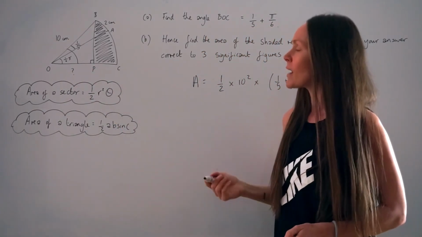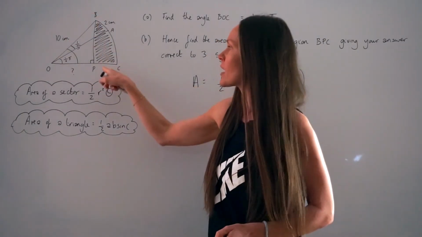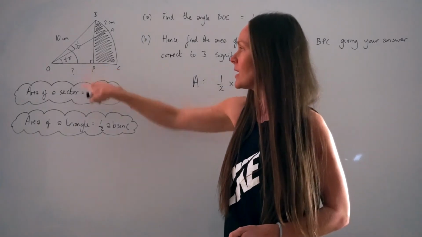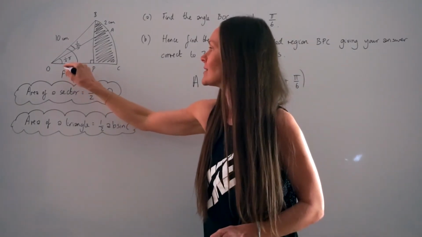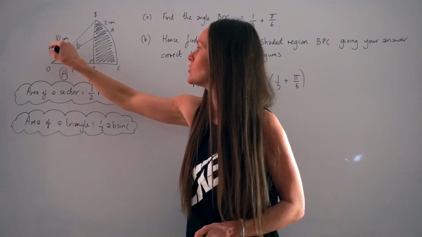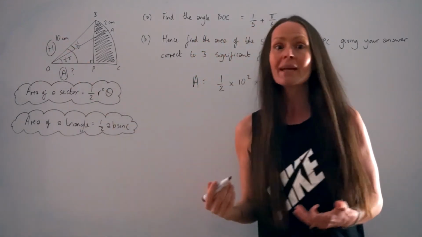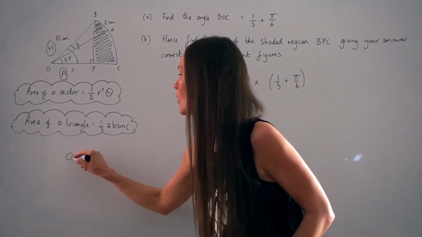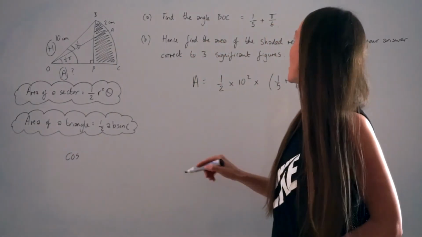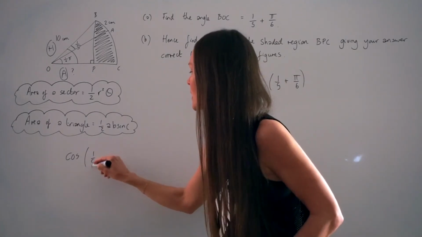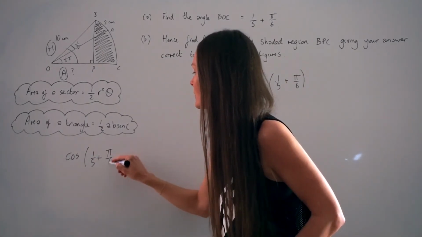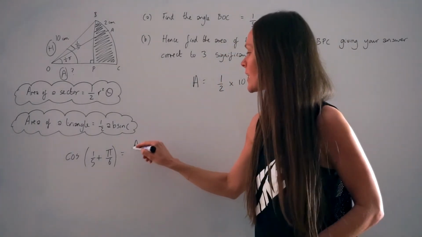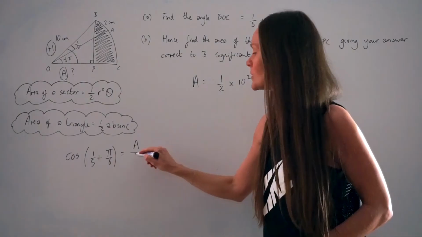Okay, so to do that, I'm going to look at the right angle triangle. I know that this length is adjacent to the angle, okay, and this length here, 10 centimeters, is what we call the hypotenuse of the triangle. So if we have the adjacent side and the hypotenuse side, I know that cos of the angle, so a fifth plus a sixth pi, is equal to the adjacent, so the one we're trying to work out, divided by the hypotenuse, which is 10.